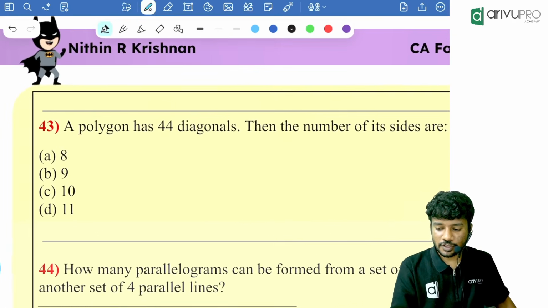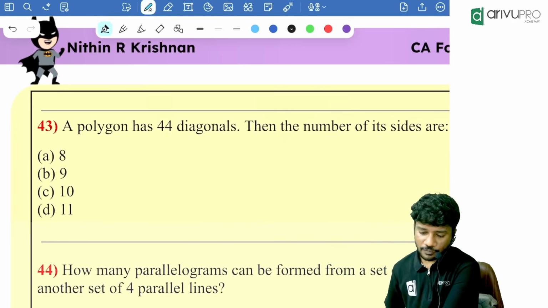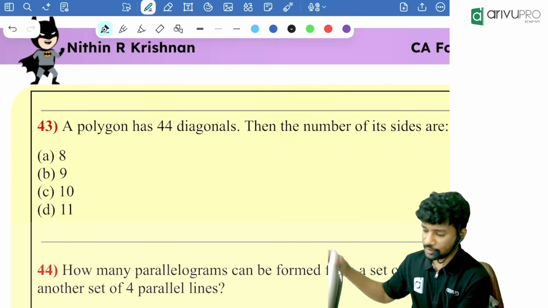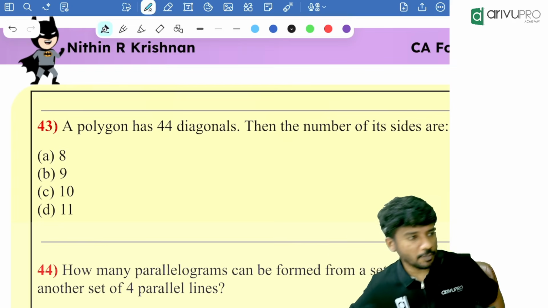Make a note of this question. Get me the answer. Diagonals are given. We need to find the number of sides. If required, use options. Try it, everyone.